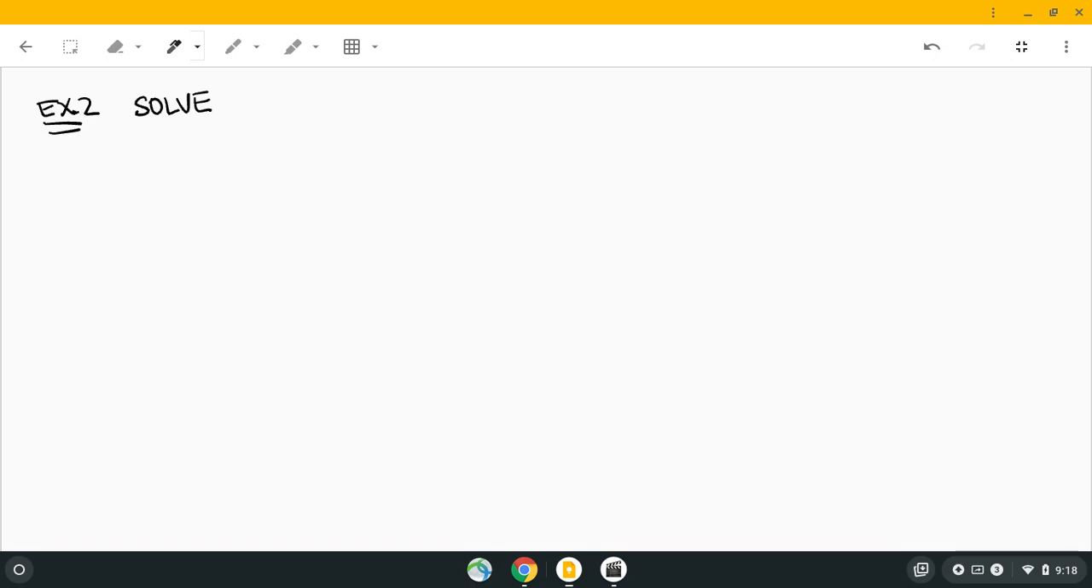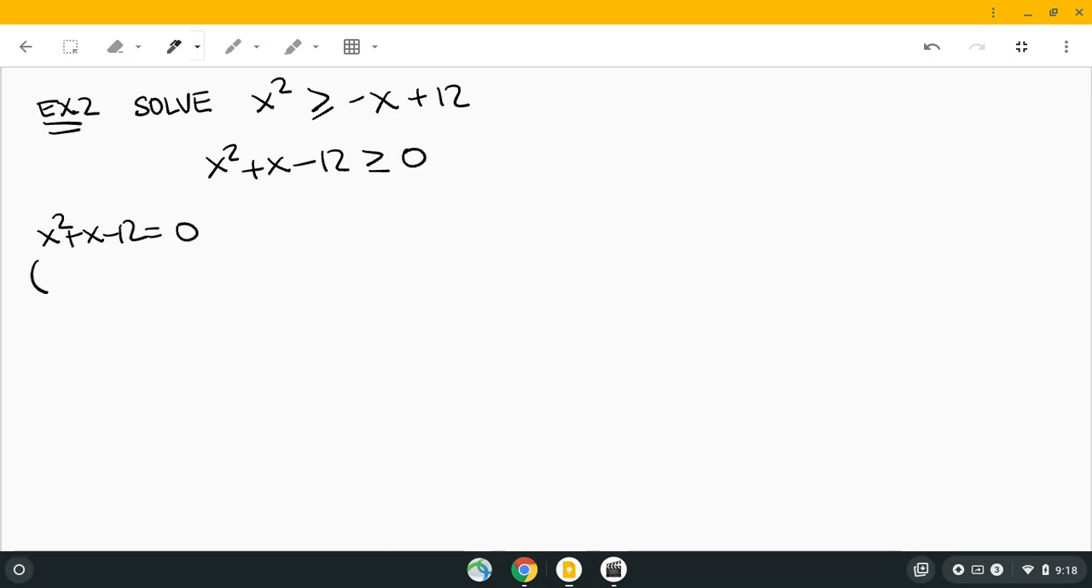Solve x squared greater than or equal to -x plus 12. Okay, so first thing, set it to 0. So x squared plus x minus 12 greater than or equal to 0. Okay, go off to the side, treat it like an equation, and solve it.